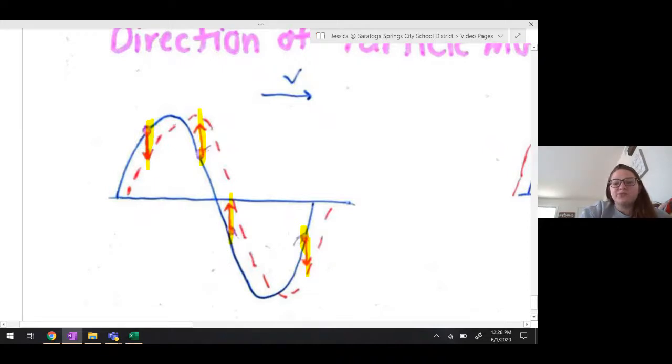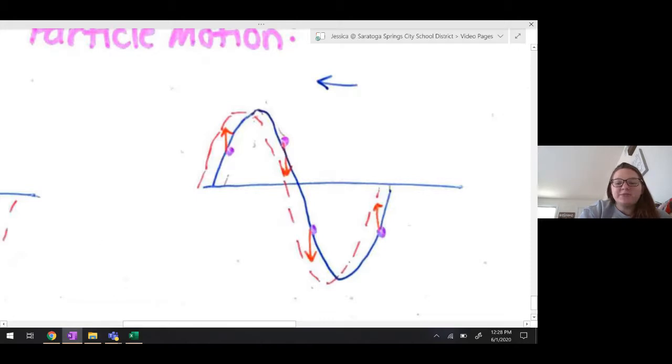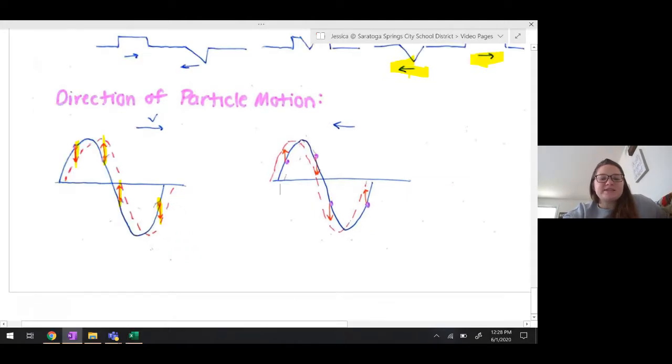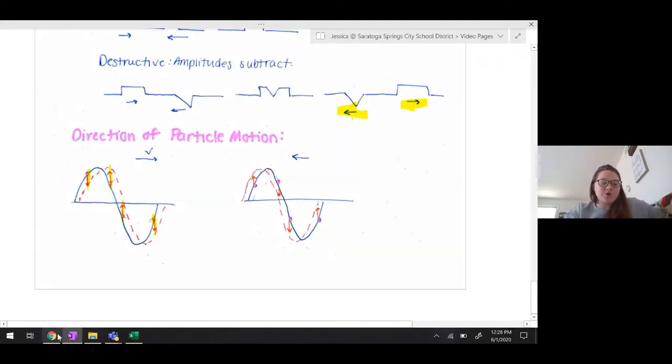You could do the same thing with a leftward moving wave. Again, the blue is the original wave. Then I draw the wave at the next instant in time, shifted left a little bit. And I have 4 positions on the wave, and I just draw arrows up or down to try and get the particles back on the red wave using only up and down motion because we are a transverse wave. Okay. So that is pretty much it for wave motion.